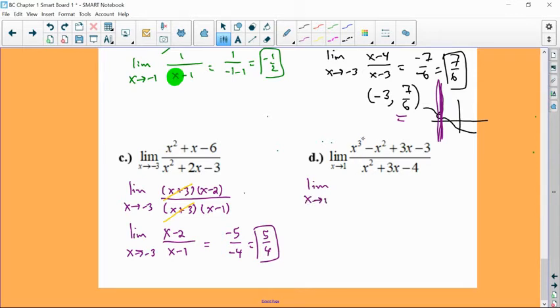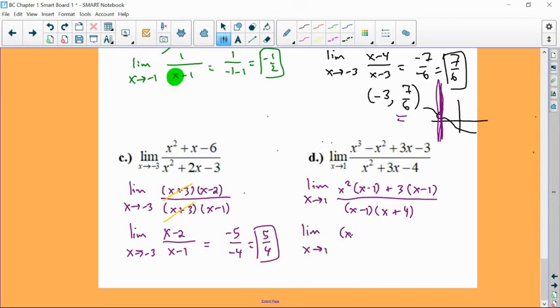I noticed I can maybe factor by grouping. If you took out an x squared out of the first two terms, you get x minus 1. Take out a 3 out of the second two terms, you get another x minus 1. The bottom factors into x minus 1 times x plus 4. And then the top factors one step further.